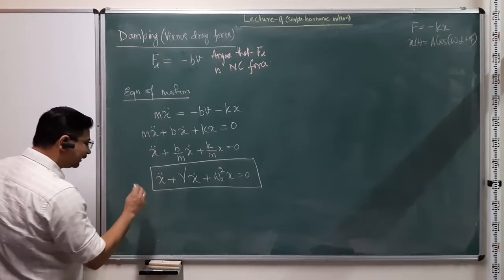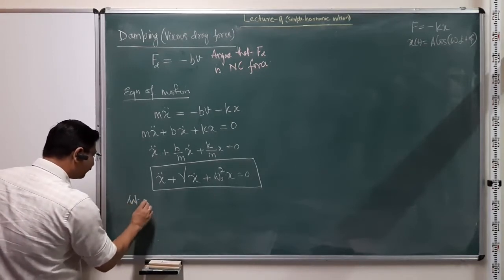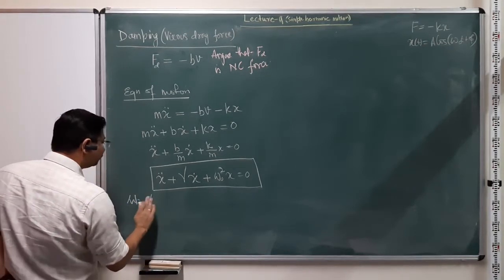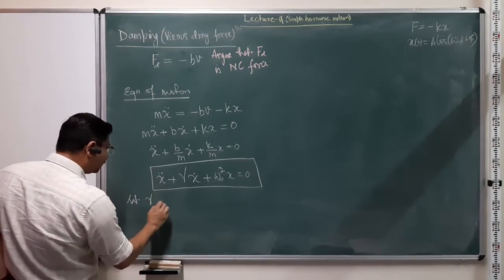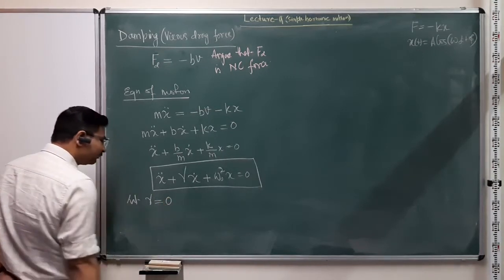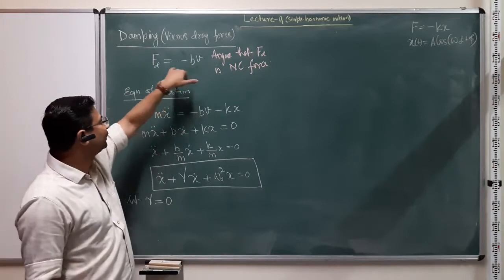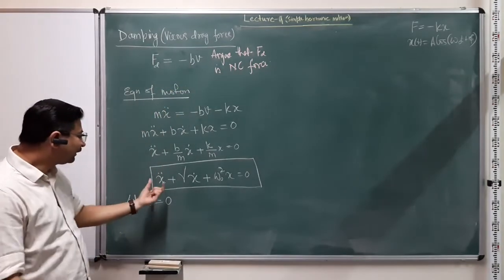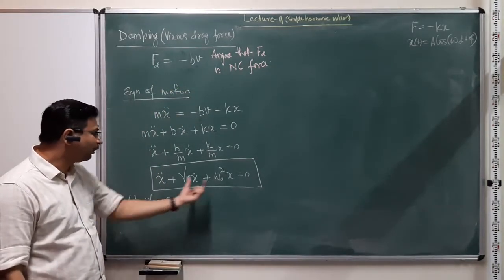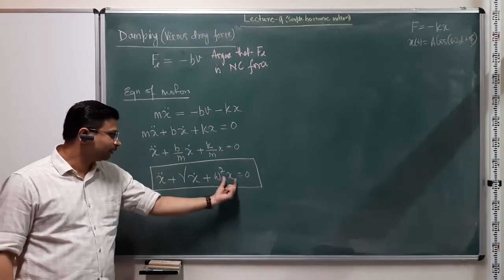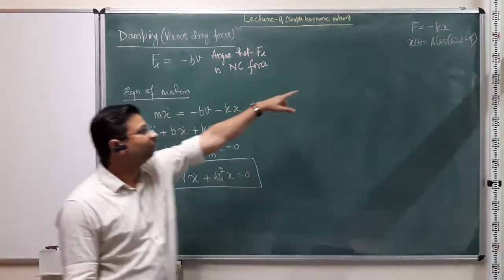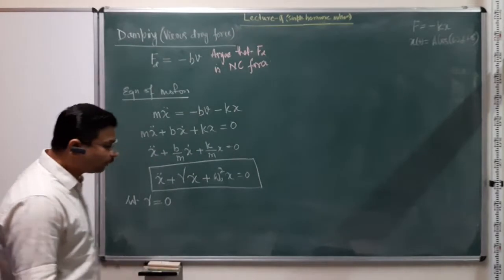And the way we guess it is, let's say gamma is equal to 0. That means this term b equal to 0, or there is no drag force, right? So in that case, we know that the equation of motion is simply x double dot plus omega naught square x equal to 0, which is my original system.